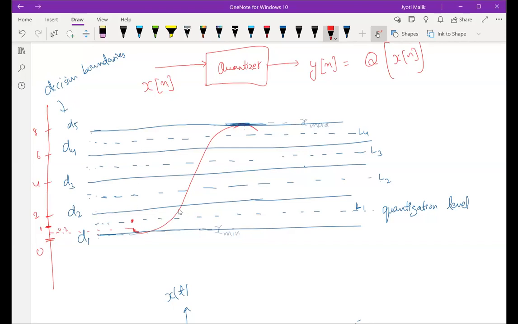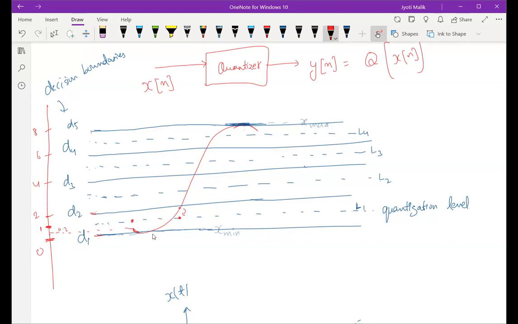If the signal here is 1.9, we will map it again to 1. Instead of taking 1.9, we'll take 1. Instead of taking 0.2, we'll take 1. So any value of the signal which lies between these two decision boundaries will be mapped to this 1. Any value between 0 to 2 will be mapped to 1. Got it?